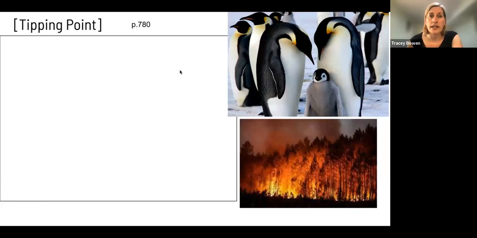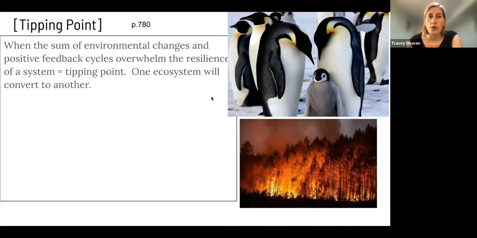And as that increasing heating occurs, we are reaching a tipping point. And a tipping point is when the sum of the environmental changes and positive feedback cycles overwhelm the resilience of a system so that it can't go back to the way things once were. And the ecosystem will then convert into a different one. And it might take millions of years for things to go back to the way that they were.